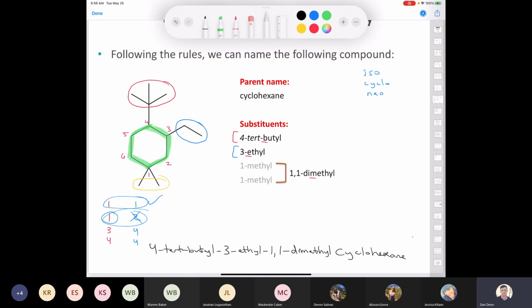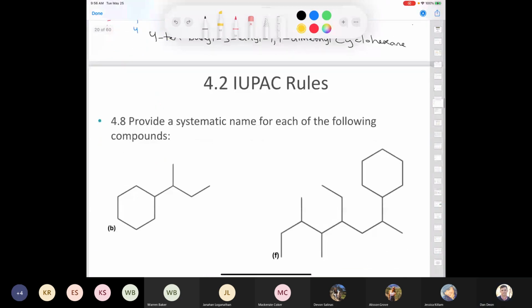But again, what's so great about this is that it allows scientists to communicate with one another. If you made this molecule and you wanted to talk to somebody in another country about it, if they've learned the exact same rules for nomenclature as you, they're going to know exactly what you're talking about. You don't have to draw them a picture of it. You just tell them the name. Hey, I made some 4-tert-butyl, 3-ethyl, 1,1-dimethyl cyclohexane. Yes. Okay, good. What did you do with it? I converted it into a block-busting drug, right?